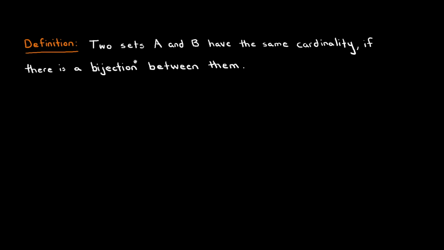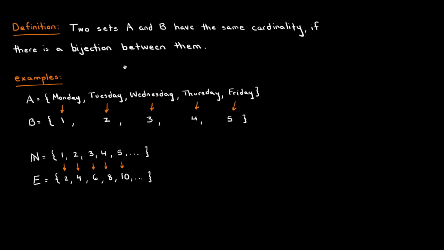And so we say that two sets A and B have the same cardinality if there is a bijection between them. Let's take a look at a few examples to make sure we understand what I mean by bijection between them. So here is an example of two finite sets. A is the set of weekdays and B is the set of numbers 1 through 5. Now looking at this, you might say, well, they have the same cardinality because the first set and the second set both have 5 elements, and you did this by counting, right?